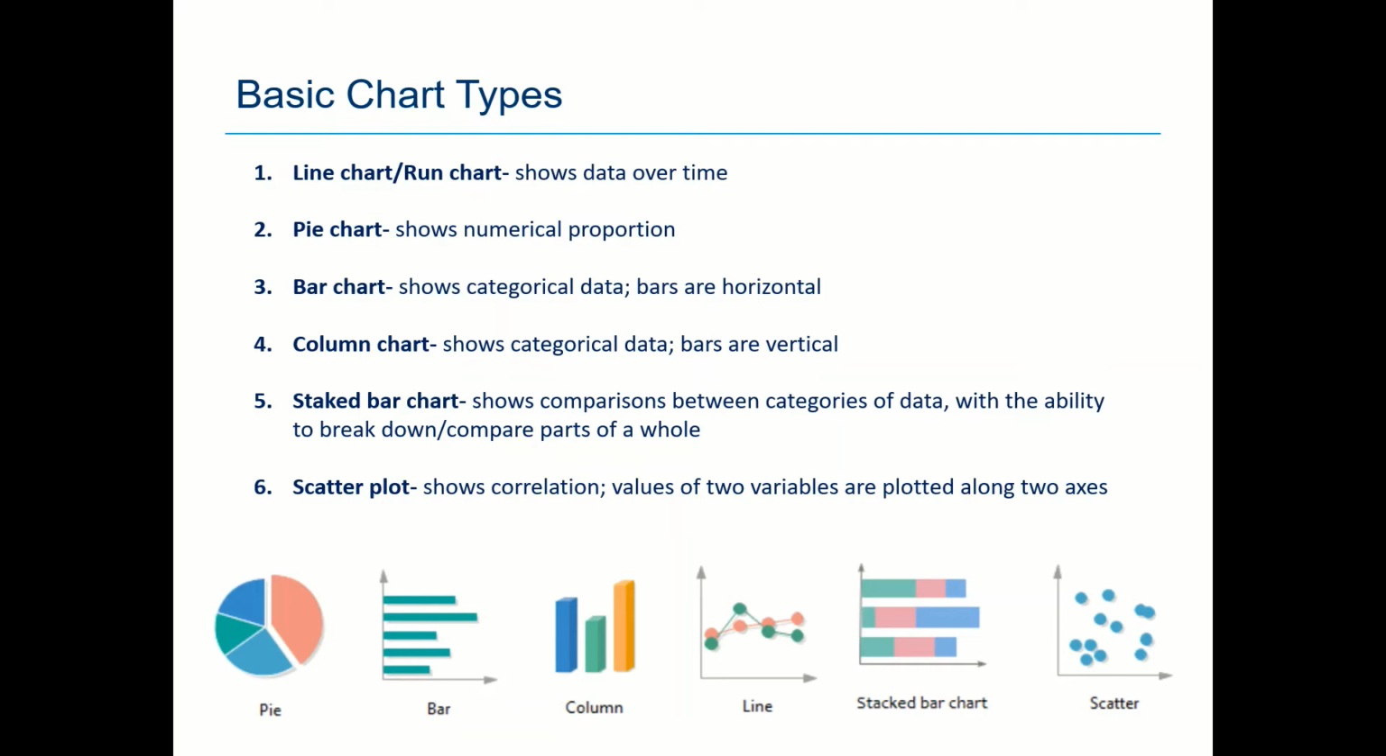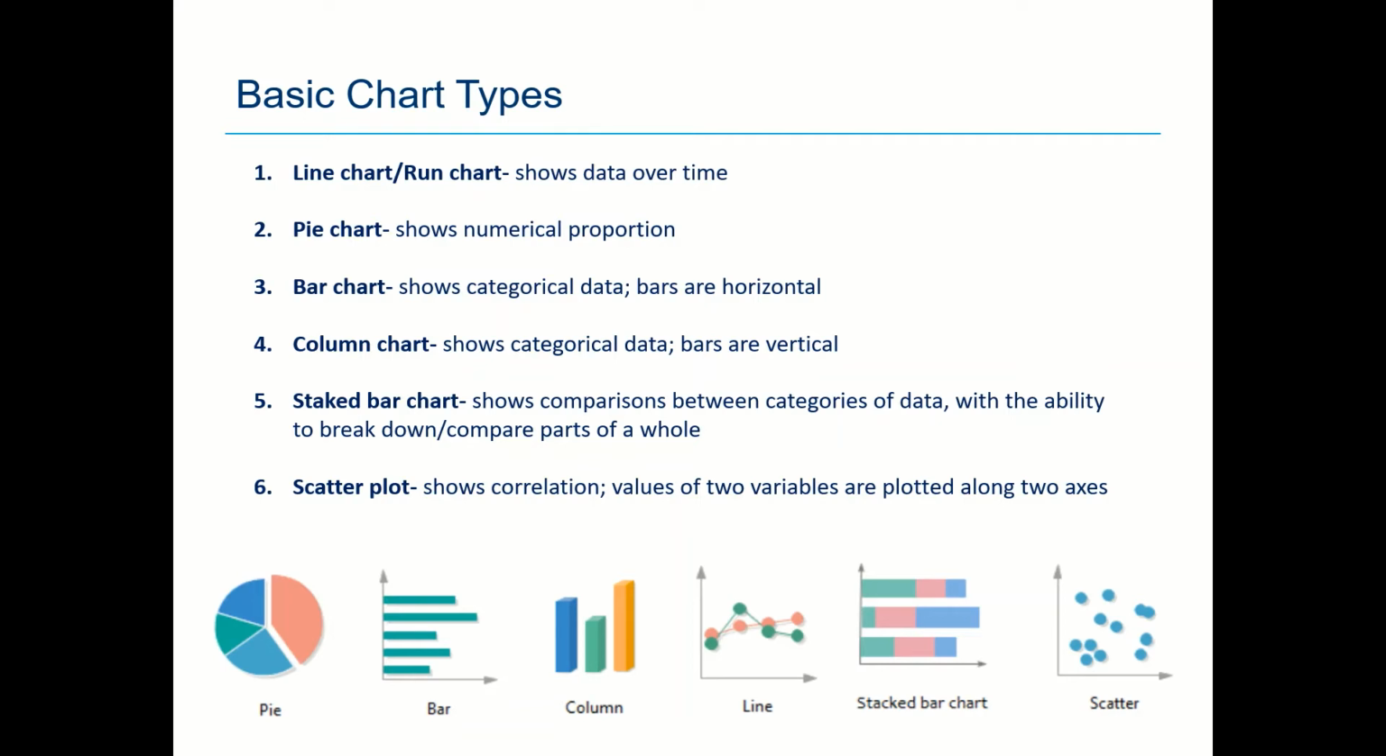We have pie charts like the Pac-Man thing I showed you, which is good for numeric proportion, like percentage of a whole. A bar chart is good for showing categorical data. So bars are typically horizontal. Column charts show categorical data, but the bars are vertical. So a bar chart is horizontal, a column chart is vertical.